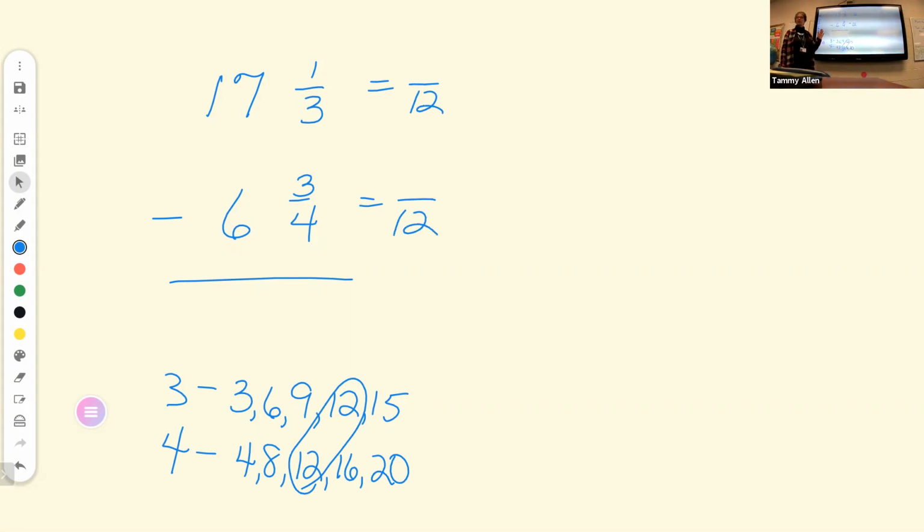How do we change 1/3 over to 12ths? Multiply it by? 4. And times, multiply? 1 times 4 also, so we get 4.